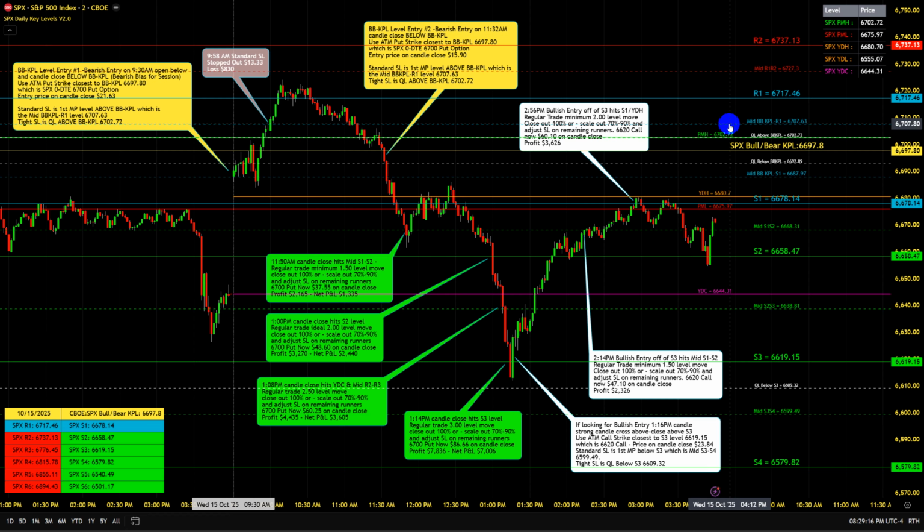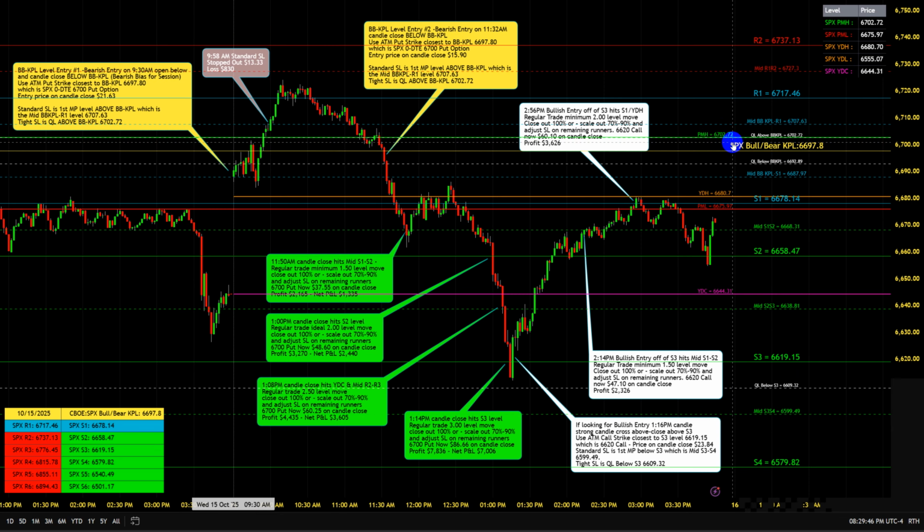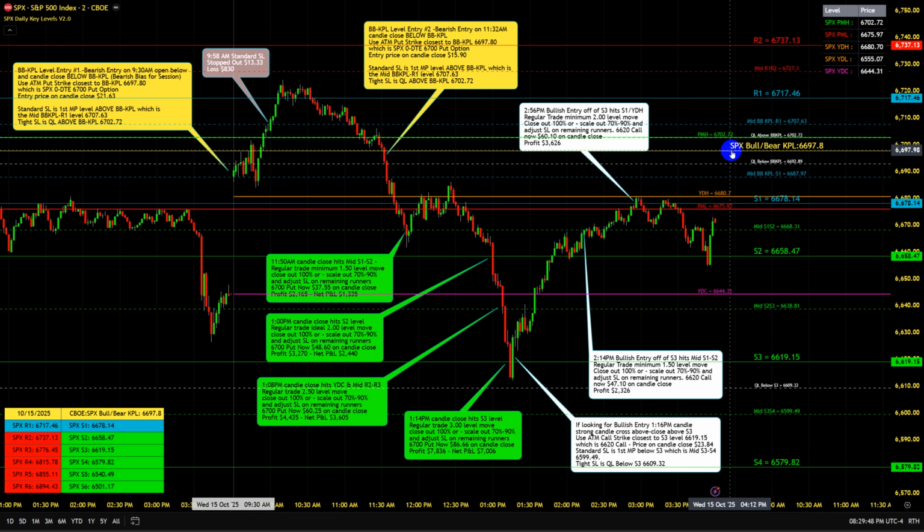The third purpose is they are used as stop loss levels, depending on the type of trade you're taking, bullish or bearish, and the level that your trade is derived or triggered from. So for example, a bearish trade that's triggered and derived from the BBKPL level, the first midpoint above is your standard stop loss for a bearish trade triggered from this level.